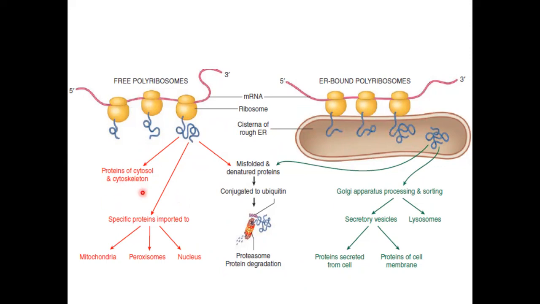So where do proteins produced by free ribosomes go? These proteins produced by free ribosomes work within the cell. They'll either help us maintain the mitochondria, form peroxisomes, and also repair the nucleus.